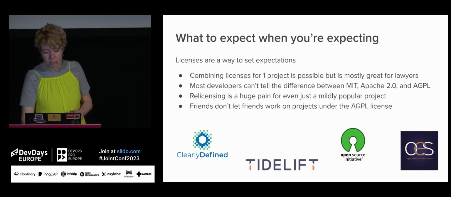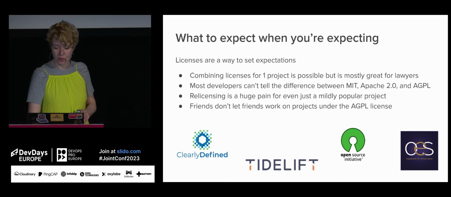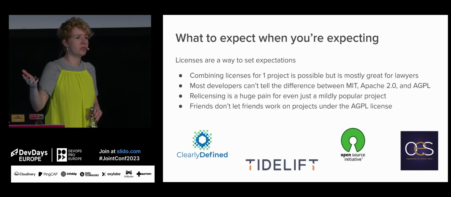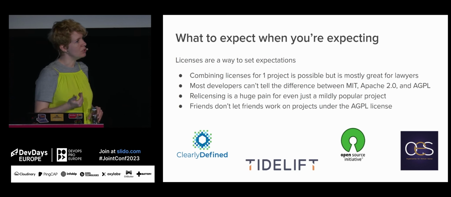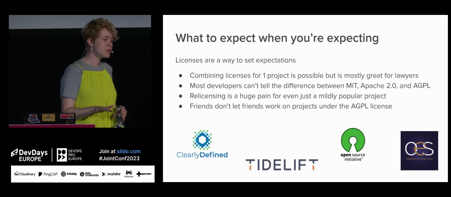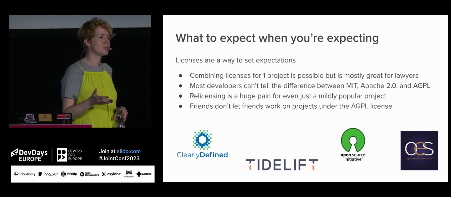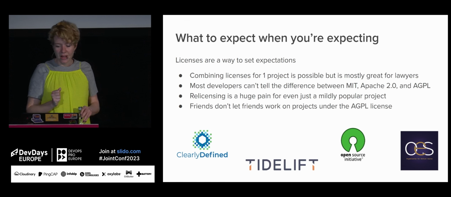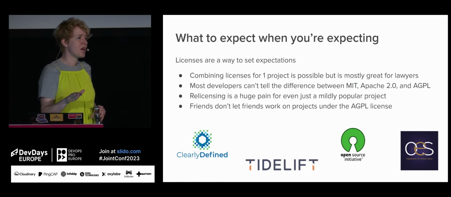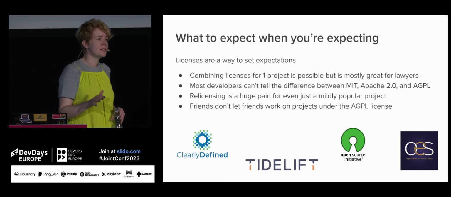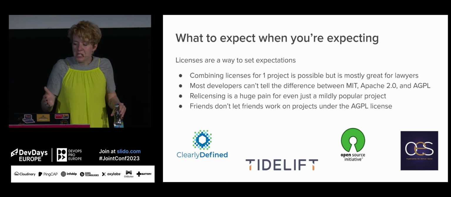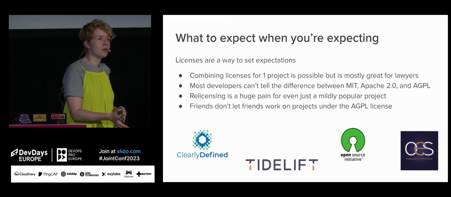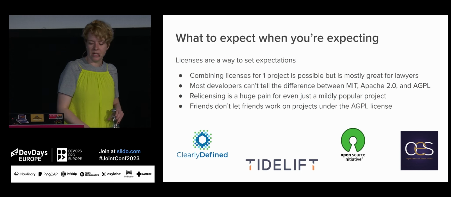So for instance, I learned that combining licenses for one project, so not a license for a project's core and then a project's documentation, is something that you can do, but it's mostly great for lawyers, and it's definitely not great for your users' license compliance journey. I also learned that most developers can't tell the difference between an MIT license, Apache license, AGPL, and that if they're lucky, they might choose a license that is common in their ecosystem and well understood in their ecosystem.